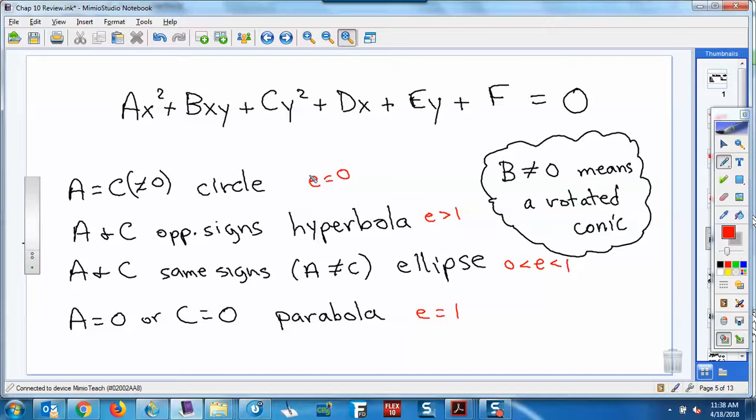Now, by the way, we haven't really talked much about this, but the eccentricity of a circle is 0. Remember, eccentricity is C over A. Well, there is no focus. There is no C.